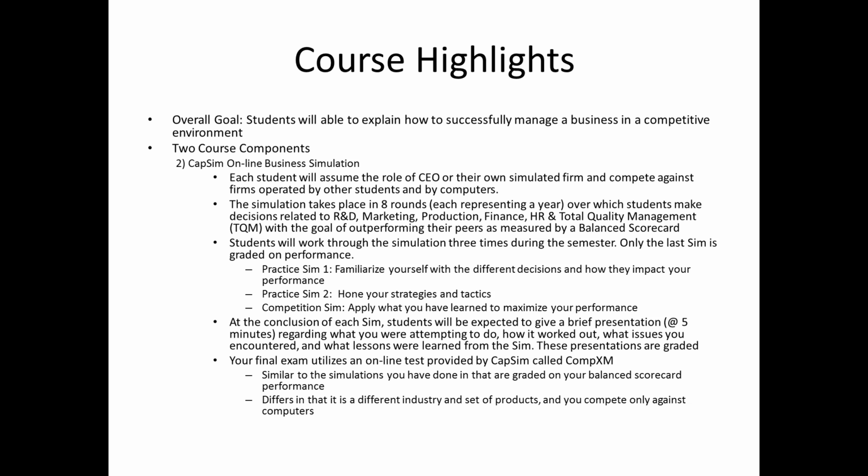Each round represents a year, and in each year you have a set of decisions that you have to make related to research and development, marketing, production, finance, human resources, and total quality management. And you have to make those decisions as they relate to 5 different customer segments in your market and up to 8 different products that you are selling into those customer segments. And so there's potentially a lot that you need to decide on in each round of the 8 rounds. And then there's 8 rounds.